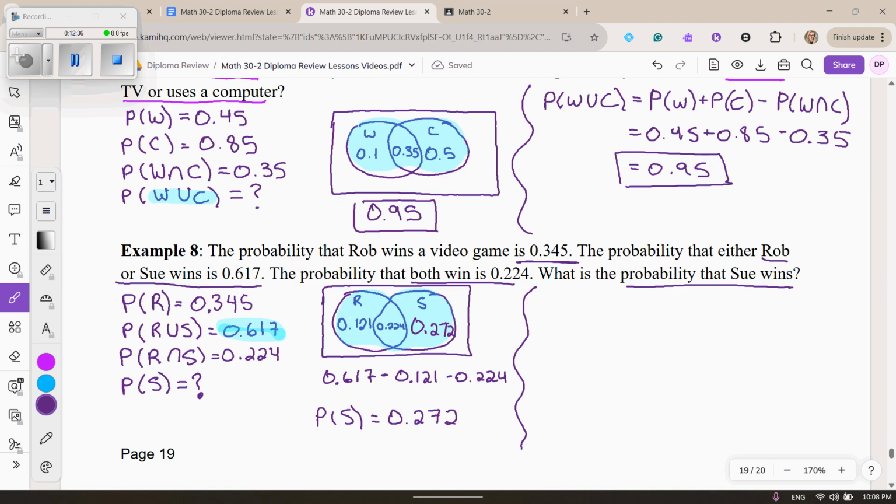Once again, let's try it with the formula. The probability of R union S is equal to the probability of R plus the probability of Sue minus the probability of Rob and Sue. Now when we plug things in, we have a bit of an equation to solve.